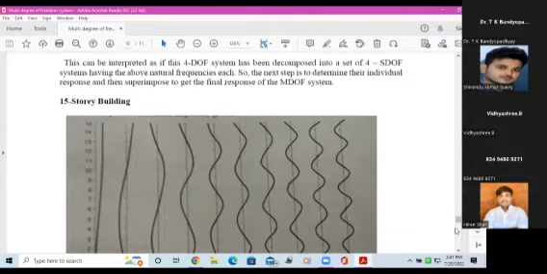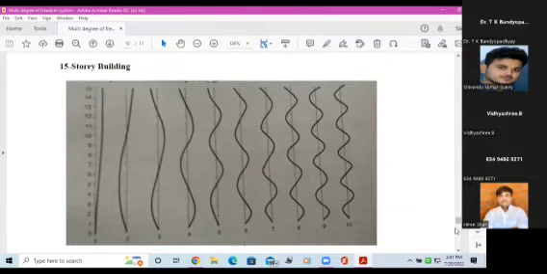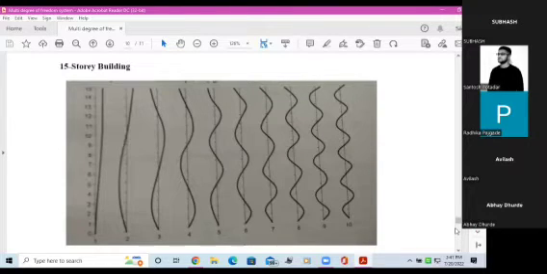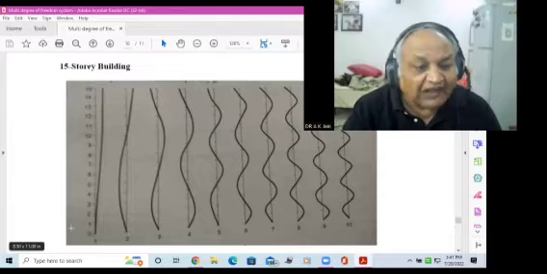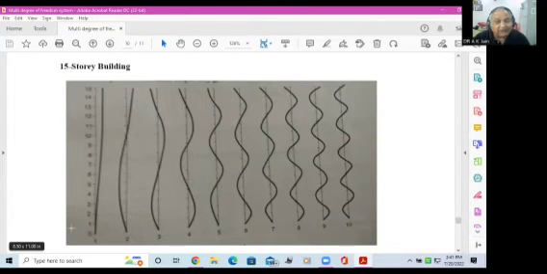Let's take a 15-story building. For this 15-story building, I have carried out an analysis and I'm showing you here the first 10 modes. Again, as far as the first mode is concerned, it does not intersect the mean position at all. The second mode will intersect the mean position once. Let's say the sixth mode will intersect this mean position 5 times. And the 10th mode shape will intersect the mean position 9 times, one less. So by looking at the mode shape, you can tell immediately which mode shape it is.